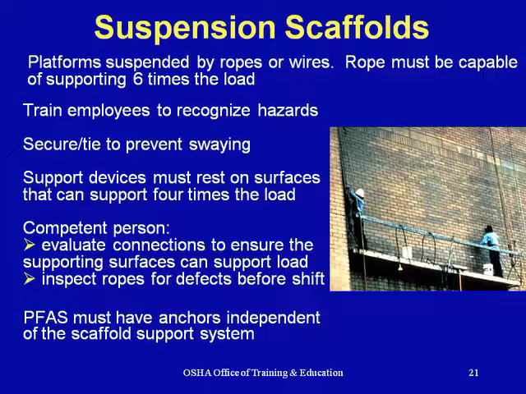Suspension scaffolds. Platforms suspended by ropes or wires. Ropes must be capable of supporting 6 times the load. Train employees to recognize hazards. Secure tie to prevent swaying.